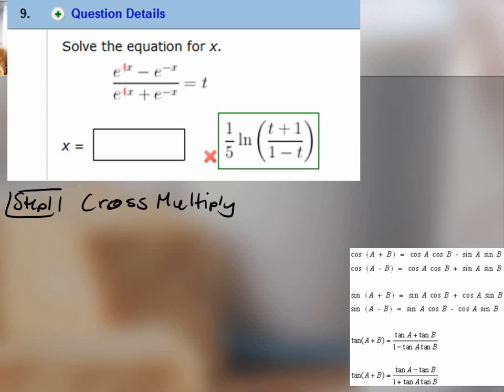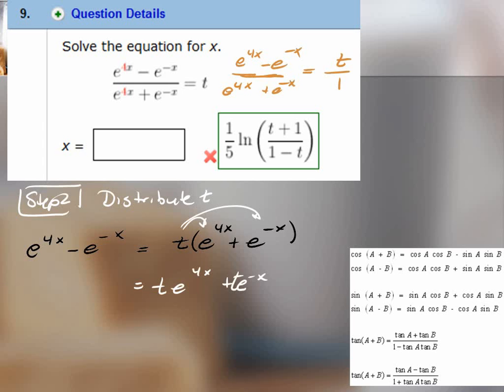Cross multiply is the first step. So you have this expression. Right at the top, I rewrote that expression so that t is really t over 1, and you're cross multiplying the fractions. Does it make sense when you're watching it and not taking notes? Second step, once you cross multiply, you have this expression right here. The next thing you want to do is distribute the t. So the t gets multiplied in, and this side becomes this mess over here.